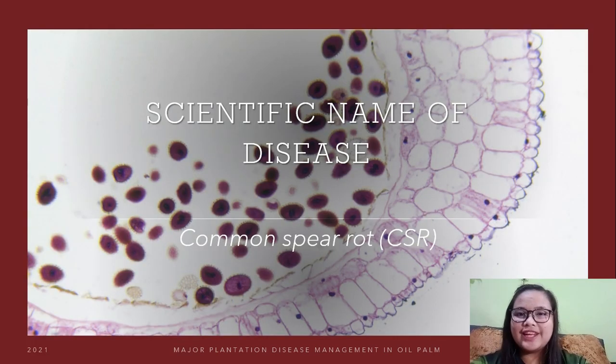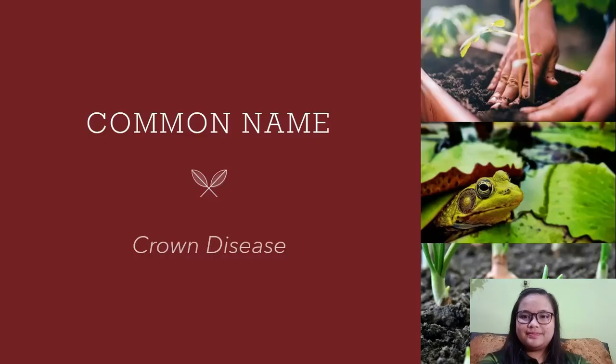The scientific name for this disease is common spear rot, CSR. It is the most frequently observed disease affecting young oil palm throughout the world. The common name for this disease is crown disease.